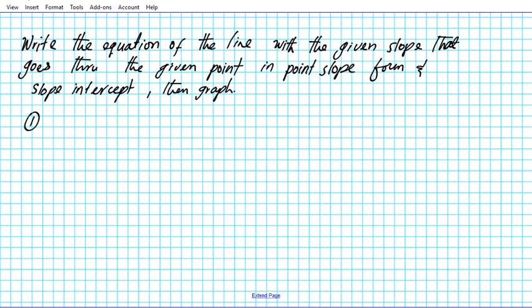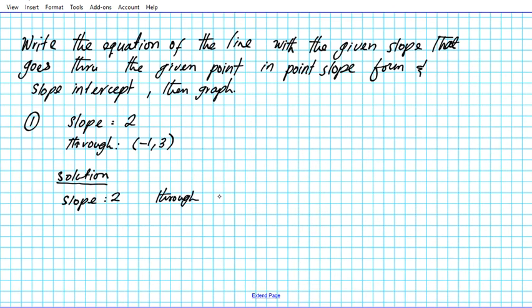Alrighty, so let's take a look at the following problem. Let's say we have a line with slope 2 and goes through the point -1, 3. Alright, so let's go ahead and do it. Let's rewrite the pieces of information that we have. We're given the slope, which is 2, and the point that it goes through, which is -1, 3.